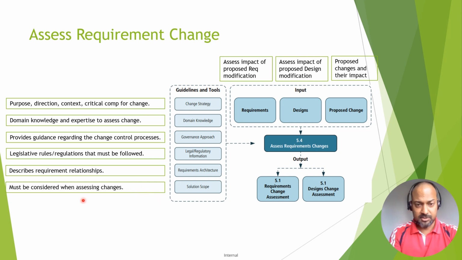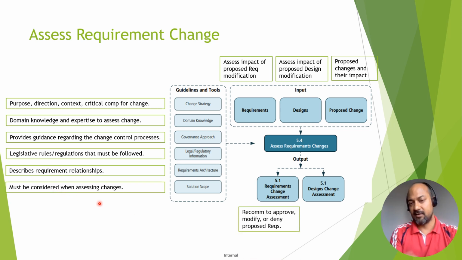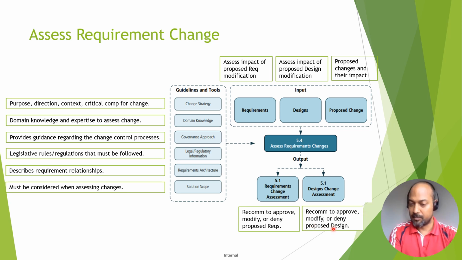Then we have the solution scope. It talks about the boundaries of the solution, within which limit you have to make a solution and can make changes. So it is considered there as well. Now, once we are done with our assessment, the business analyst comes up with a recommendation to approve, modify, or deny the proposed requirement. The same thing happens for the solution: a recommendation to approve, modify, or deny the proposed design.